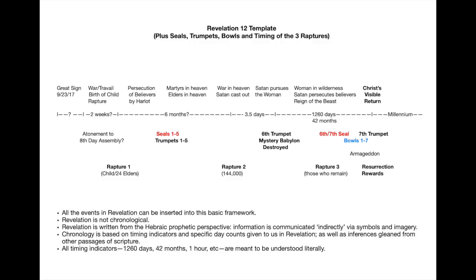Okay, so you'll notice this isn't a seven-year timeline. It's about a four-year timeline. And there isn't a seven-year tribulation. There's a 3.5-year great tribulation, and then there's the birth pangs that happen right before that.